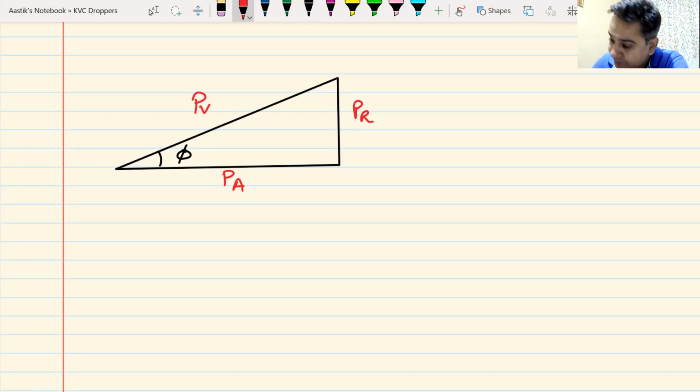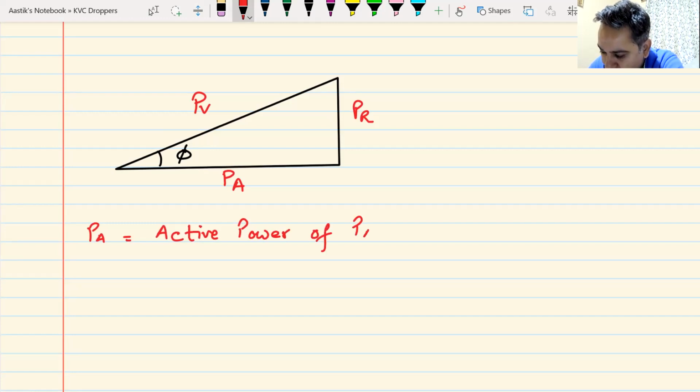Now, this PA is known as the active power, which is the average power this circuit uses. Active power, or sometimes I can call it the average power. Active power or the average power over one cycle.